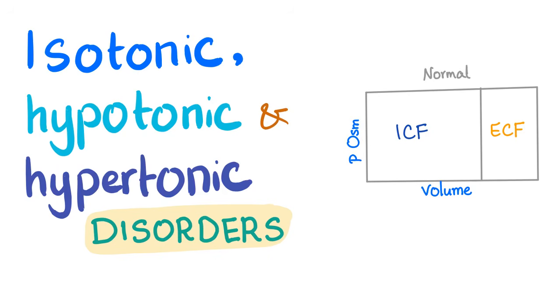It's the 11th video in my series about fluids, electrolytes, and acid-base disturbances. In the previous video, we talked about the difference between osmolality and tonicity, so make sure to watch that video first. Today, we'll talk about isotonic, hypotonic, and hypertonic disorders because students lose their minds over these topics. It's going to be a long video, so let's get started.